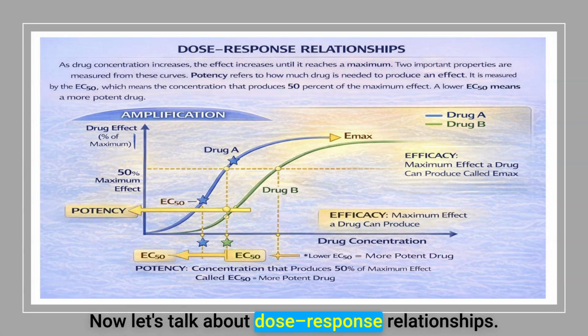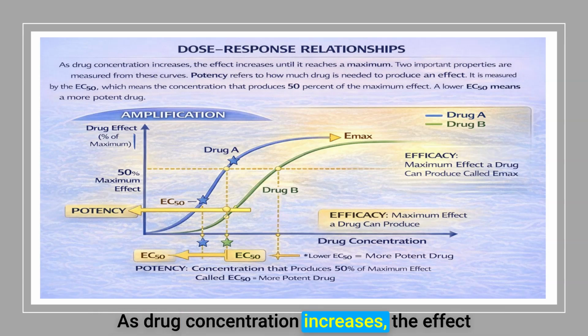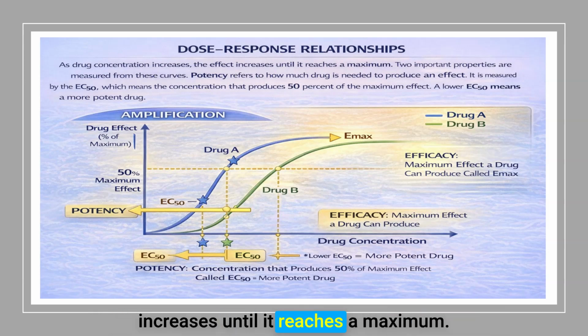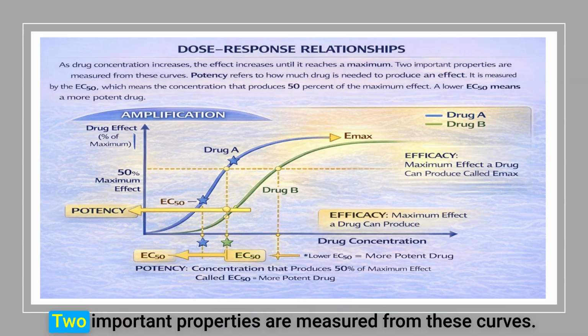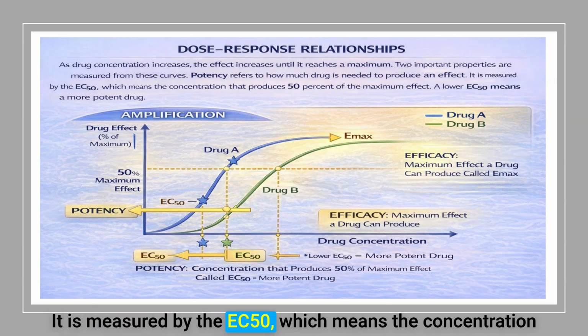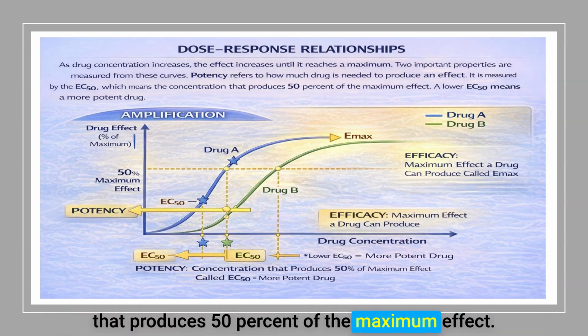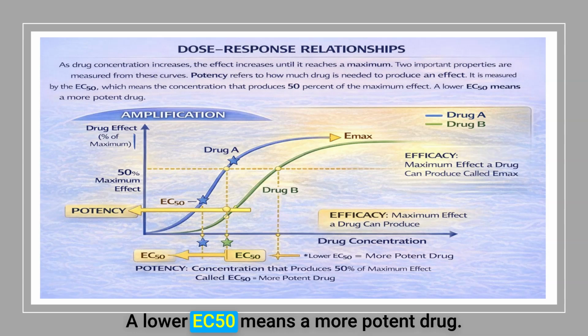Now let's talk about dose-response relationships. As drug concentration increases, the effect increases until it reaches a maximum. Two important properties are measured from these curves. Potency refers to how much drug is needed to produce an effect. It is measured by the EC50, which means the concentration that produces 50% of the maximum effect. A lower EC50 means a more potent drug.